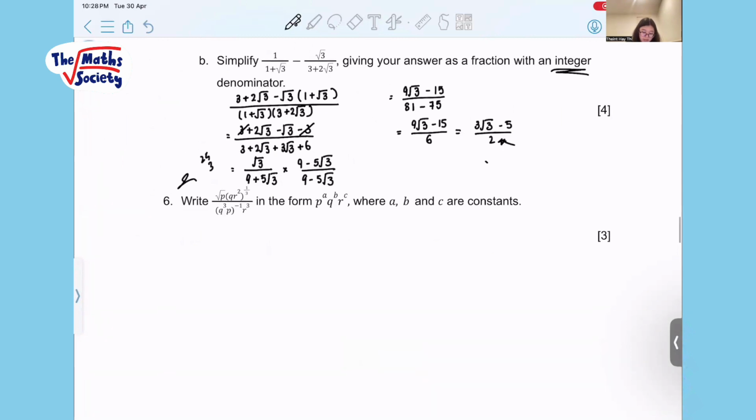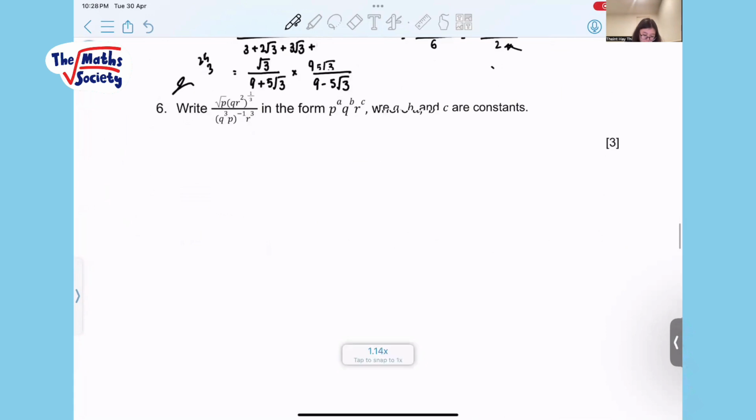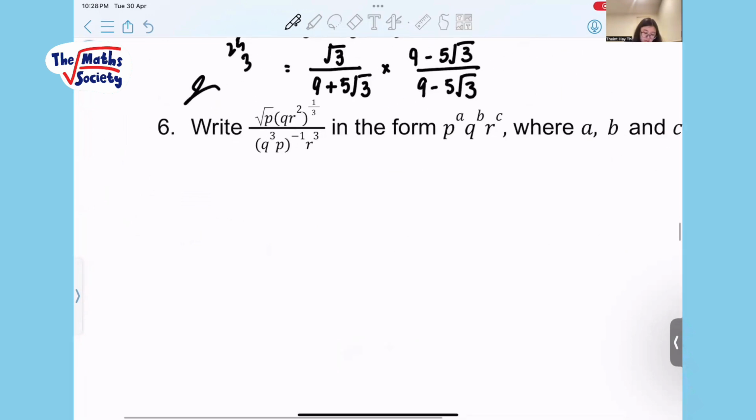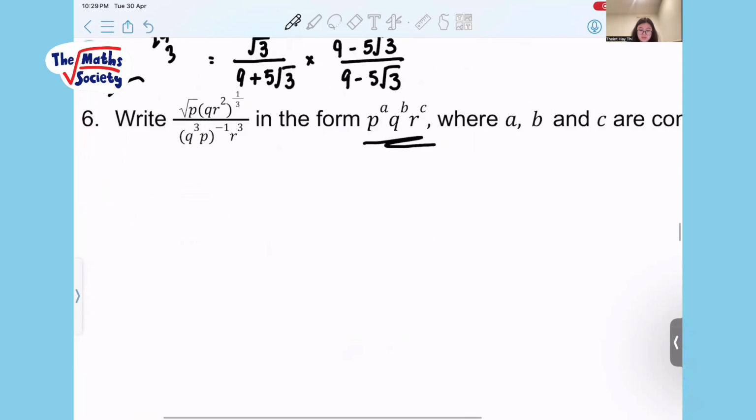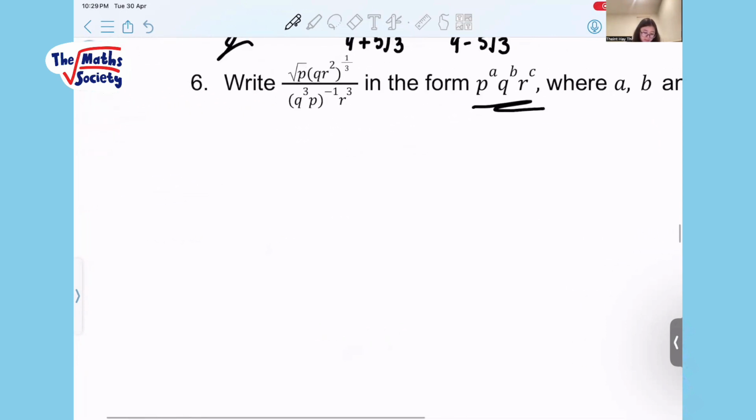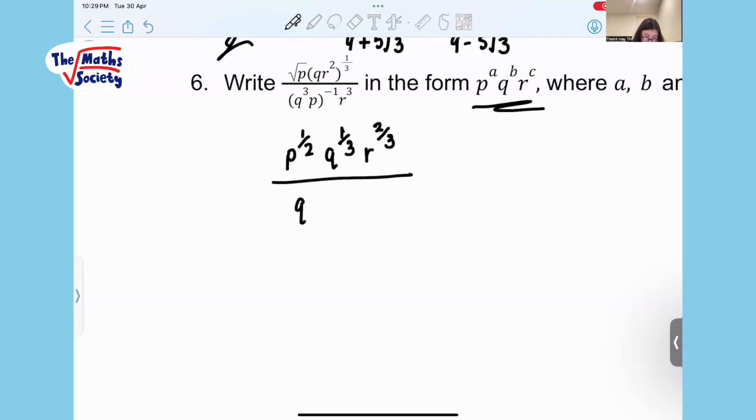So that is correct. And then another thing is to write root p, qr squared to the power 1 by 3, divided by q to the power 3, p by p the whole power minus 1, r to the power 3, in the form p^a q^b r^c, where a, b, and c have to be constants. Okay, so p to the power root is 1 by 2. You have qr squared, q to the 1 by 3, and then r to the power 2 by 3, right? Divided by q to the power minus 3, p to the power minus 1, r to the power 3.